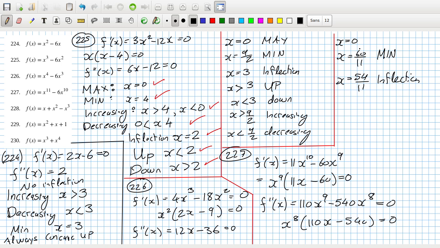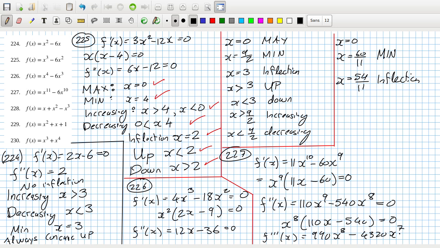Now I don't know what's happening at 0 because the first and second derivatives are also 0. So I'll have to look at the third derivative. It should be 990x^8 minus 4,320x^7. So again, we have the same problem. We keep going until we don't get a 0.